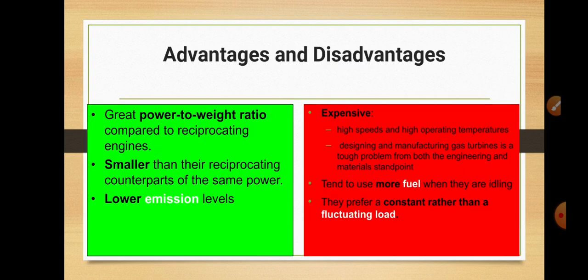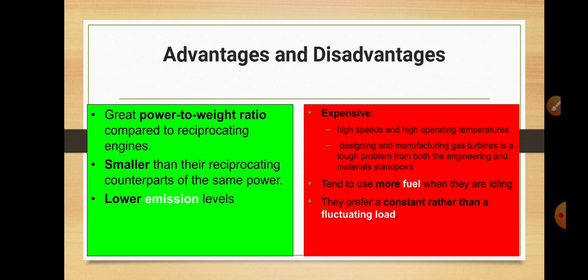Then if we move on to the advantages and disadvantages, let us discuss the advantages. These provide a greater power to weight ratio compared to reciprocating engines. Reciprocating engines generate a lesser amount of thrust power when compared to this gas generator. These are also smaller than their reciprocating engine counterparts of the same power.